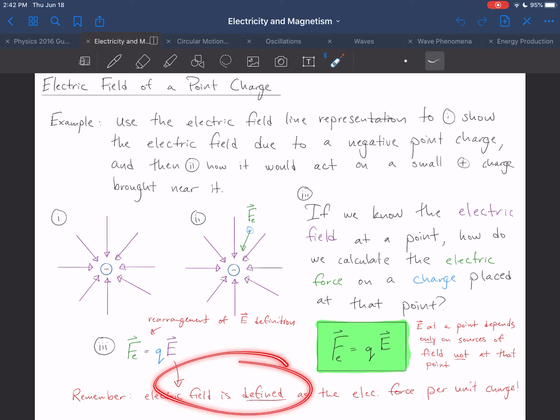One more thing to remember is that the electric field is defined as the electric force per unit charge. So of course, when you multiply by an amount of charge, you get a force.